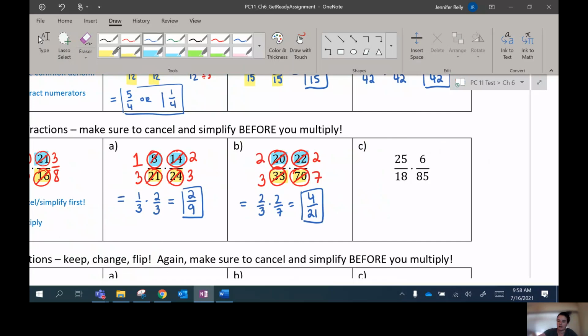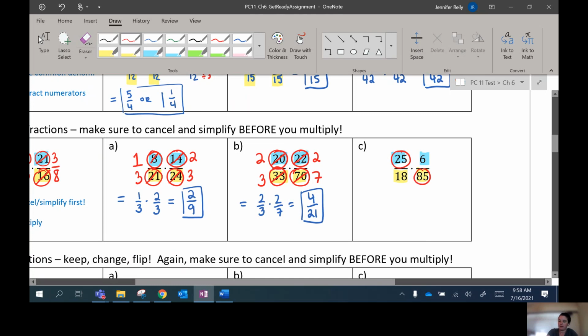And finally, we have 2 numbers in the top, 2 numbers in the denominator. Okay, 25 and 85. These are both ending in 5. They can be divided by 5. So 25 divided by 5 is 5. 85 divided by 5 is 17. And these 2 numbers can be divided by 6. So I get 1 and 3. Okay, so this would be then 5 over 3 times 1 over 17. 3 times 17 is 51, and 5 times 1 is 5.